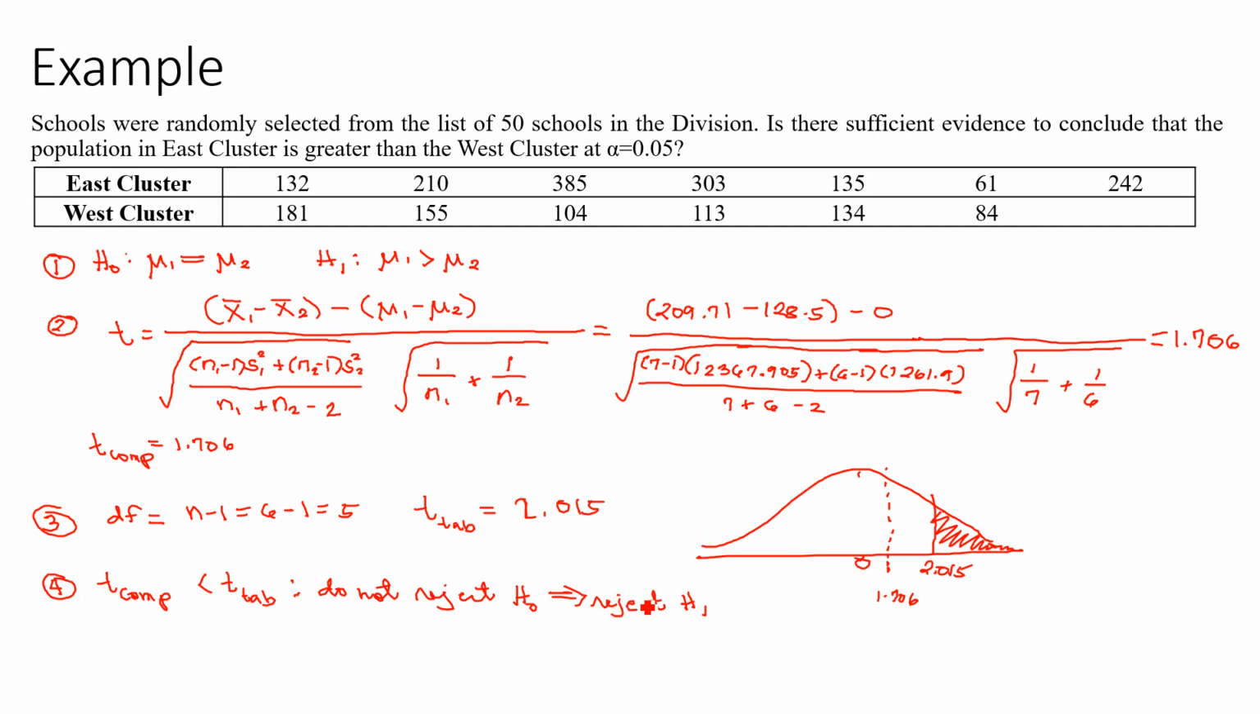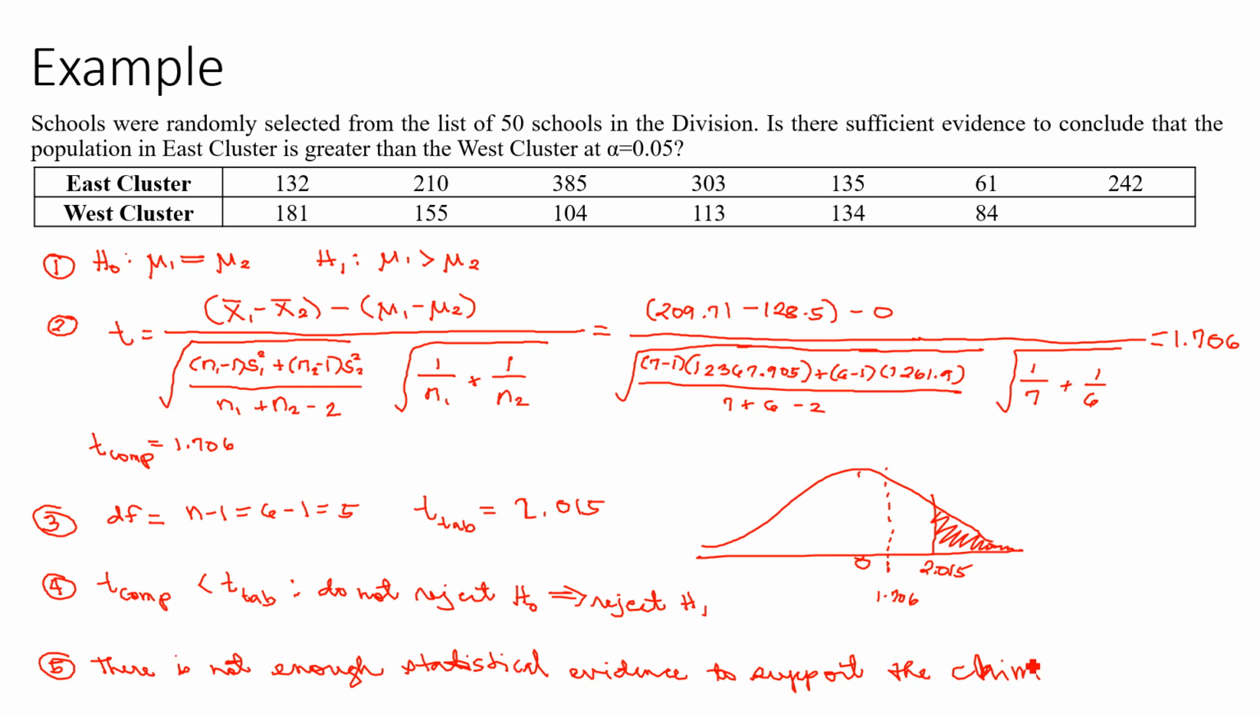So in this case, we could now say that there is not enough statistical evidence to support the claim, which in this case is that the population of the east cluster is greater than the population of the west cluster.